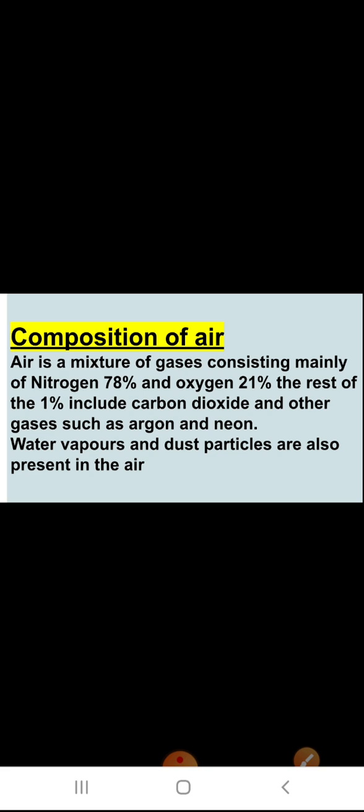Composition of air we studied. Composition of air means what the air consists of. We studied that air consists of nitrogen, that is 78%, oxygen, that is 21%, and other gases as 1%, in which carbon dioxide is 0.03%, and other dust particles and water vapors are also present in the air. Dust and smoke are also present in the atmosphere.